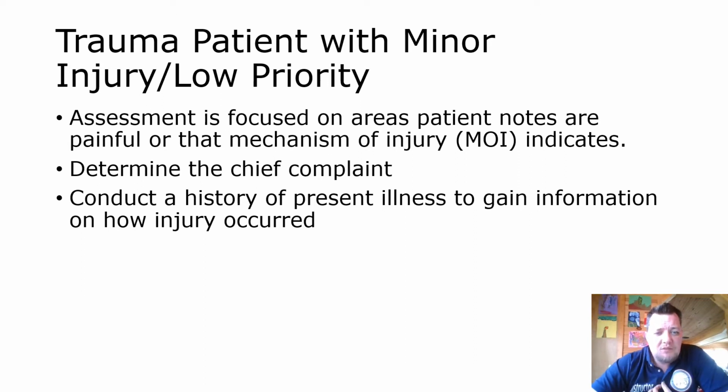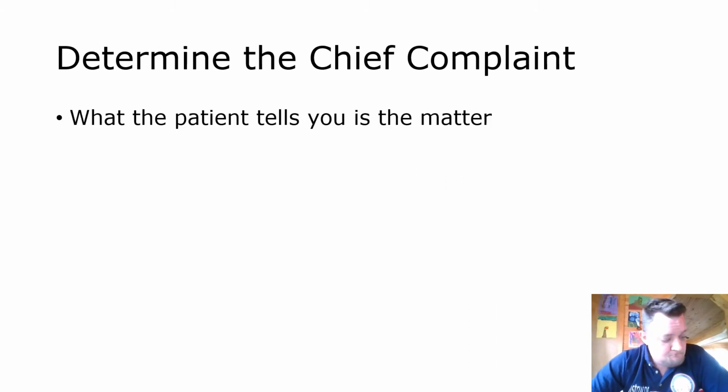So for trauma patients with minor injury or low priority, the assessment is focused on areas the patient notes are painful or that the mechanism of injury indicates. Determine the chief complaint, and conduct a history of present illness to gain information on how that injury has occurred. So we're going to determine the chief complaint. This is basically what the patient tells you is the matter.